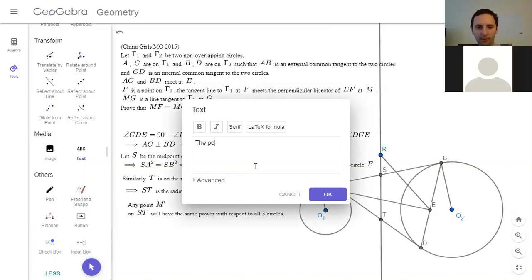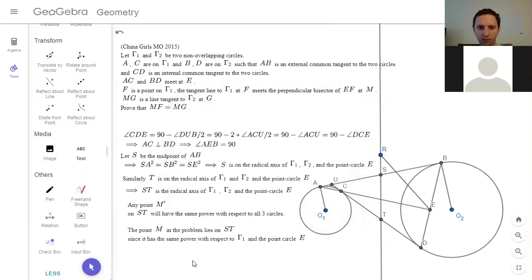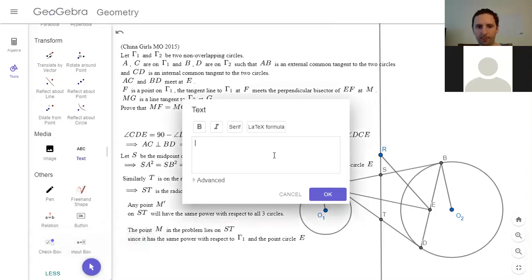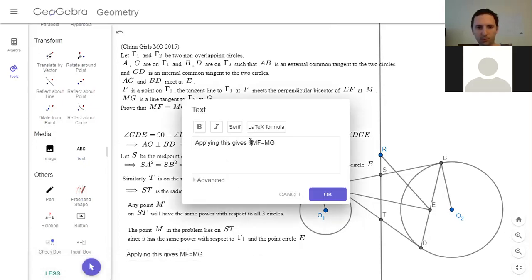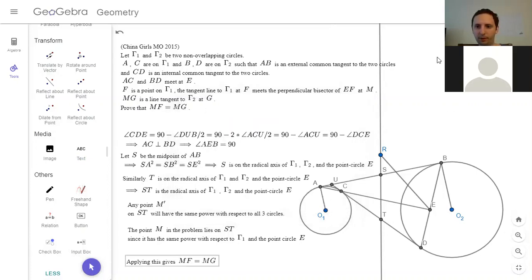So the point M in the problem lies on ST, since it has the same power with respect to gamma 1 and the point circle E. So applying this gives MF equals MG. All right, so now we'll move back to the problem we didn't solve yet.